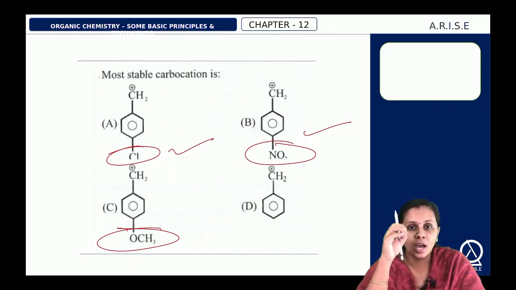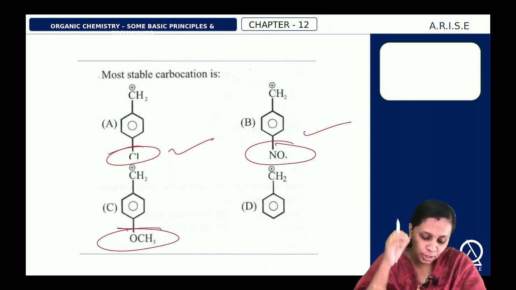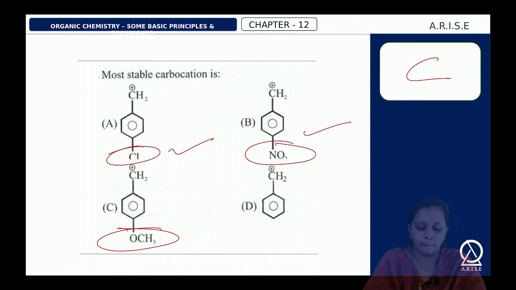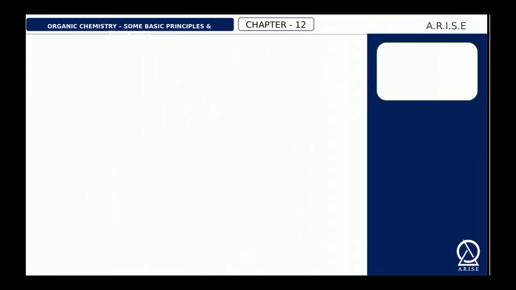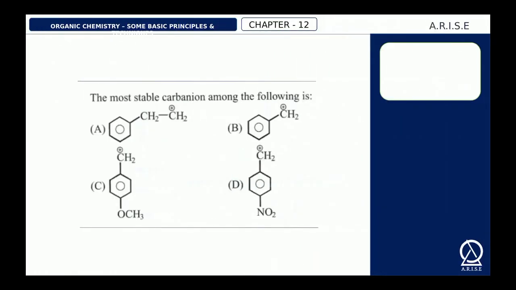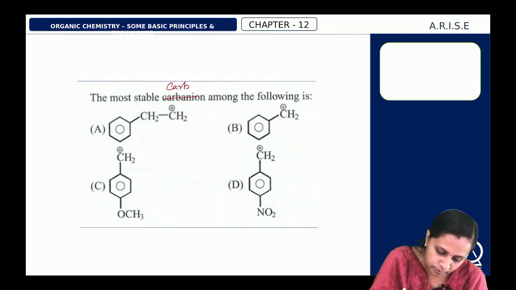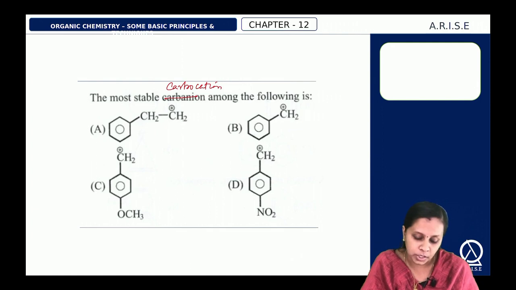So the charge dispersal is dominant in the case of option C. Thereby, it is the more stable carbocation, that is option C. Okay. Now, moving on to the next question. The most stable carbocation, actually it is not carbanion, it is carbocation, because the options given are carbocations among the following.